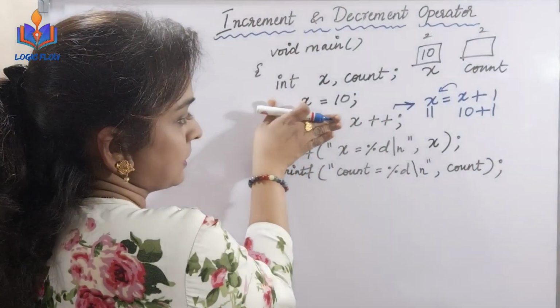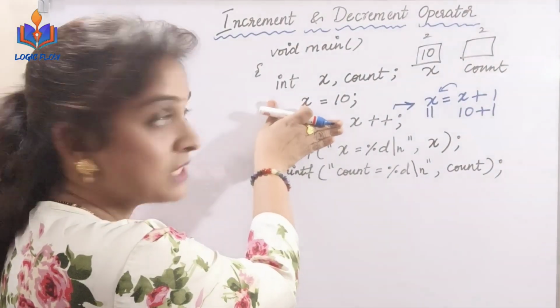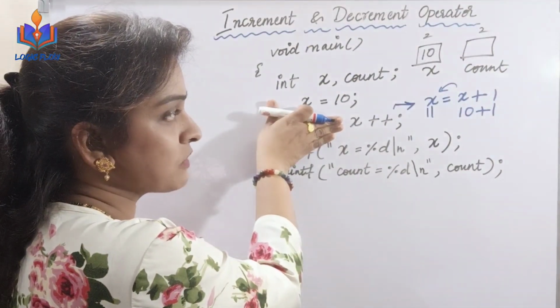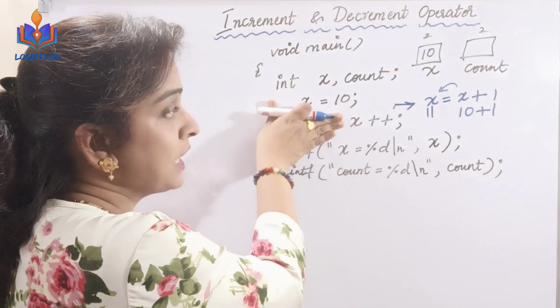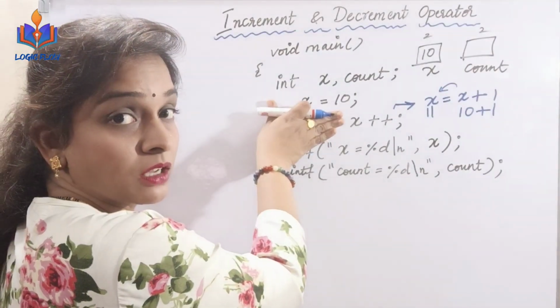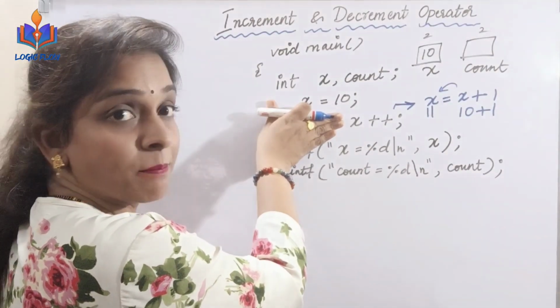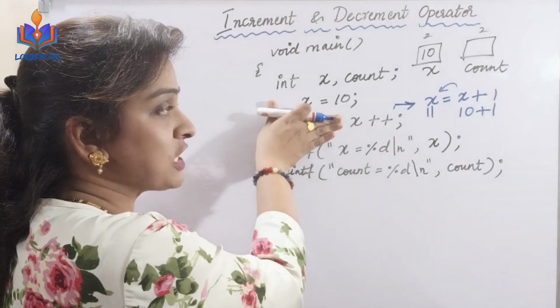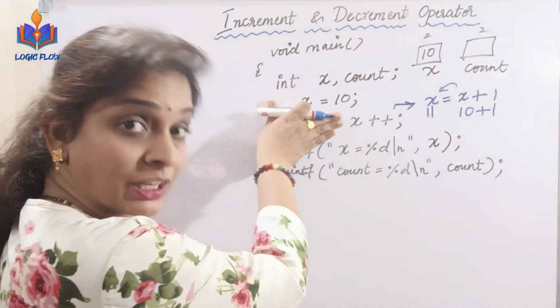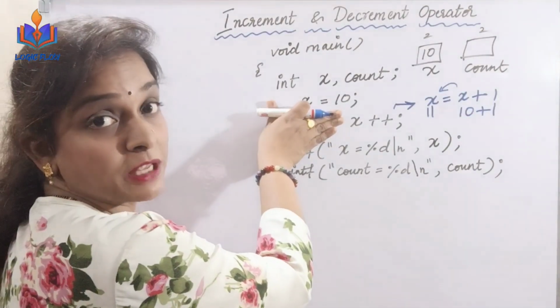Just close this. x++ means x equal to x plus 1. What is the value of x? It is 11. It may be x++. It is postfix actually here in this example. If I just change it to prefix ++x, then also it is the same. x equal to x++ only.